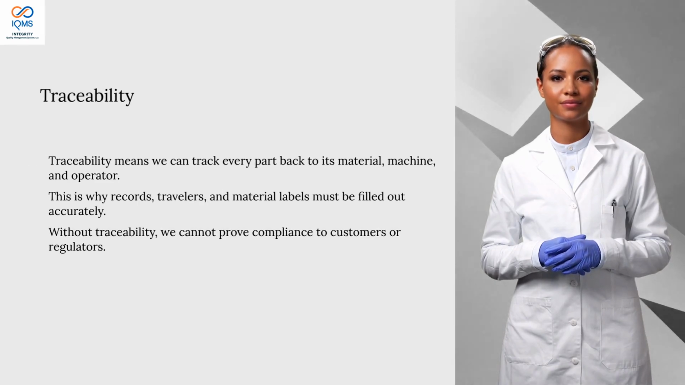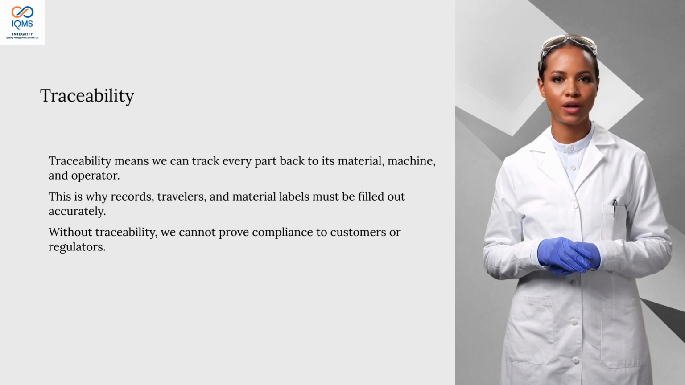Traceability. Traceability means we can track every part back to its material, machine, and operator. This is why records, job travelers, inspection reports, and material labels must be filled out accurately. Without traceability, we cannot prove compliance to customers or regulators.